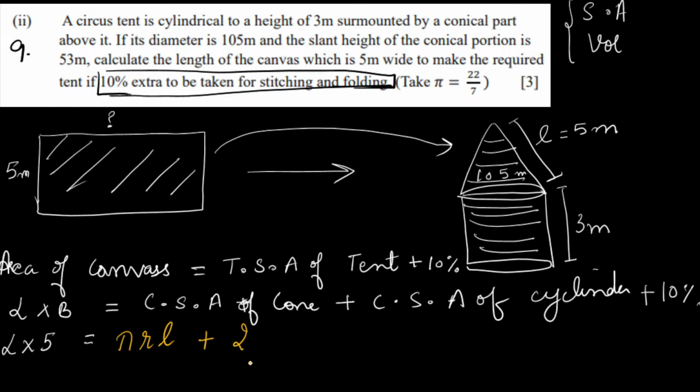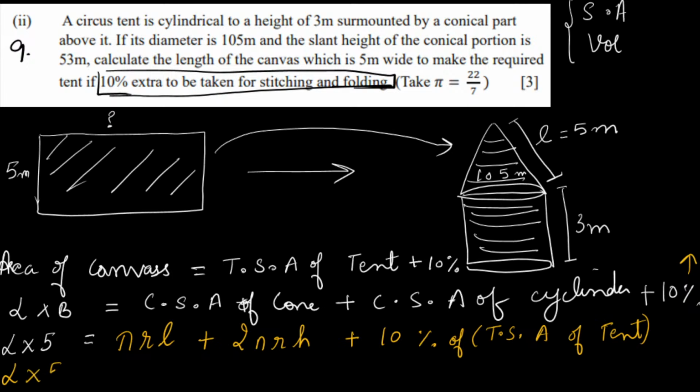2 pi rh, yes. So it's 2 pi rh plus 10% of the total surface area of the tent, whatever we are finding here, that we will write. So length into 5, because breadth is given to us. Width means breadth. Pi's value here is 22 by 7. R is radius, so radius is 105 by 2, diameter divided by 2.